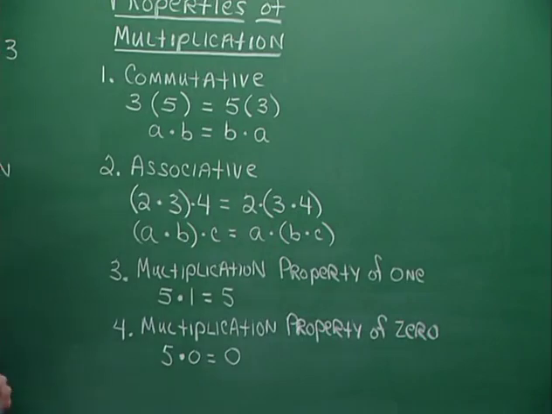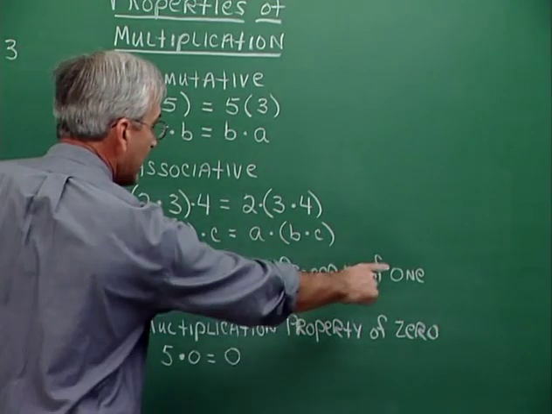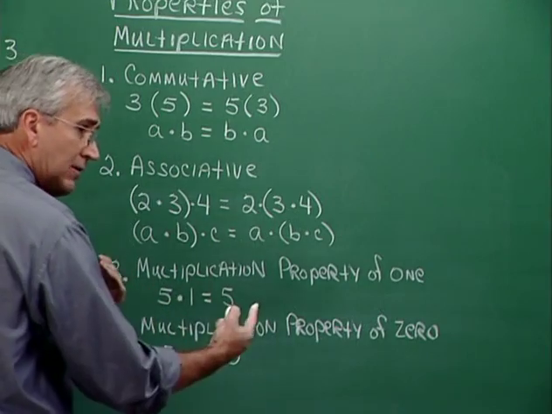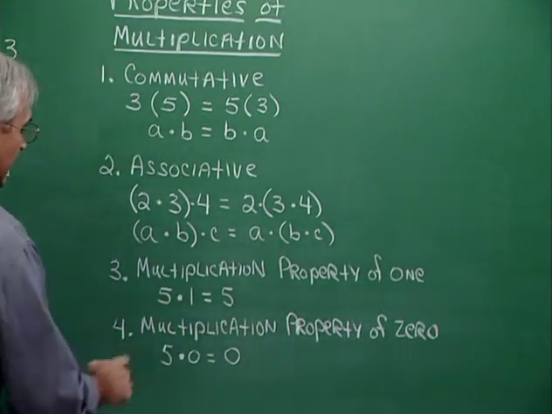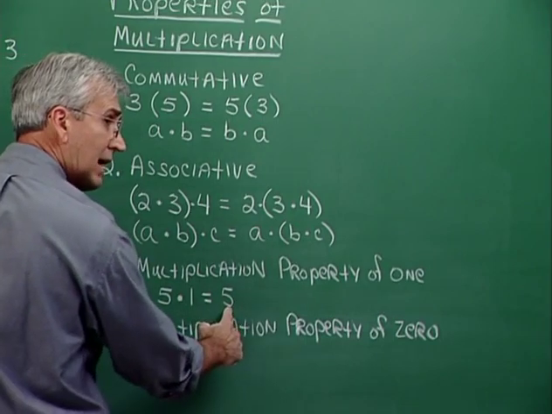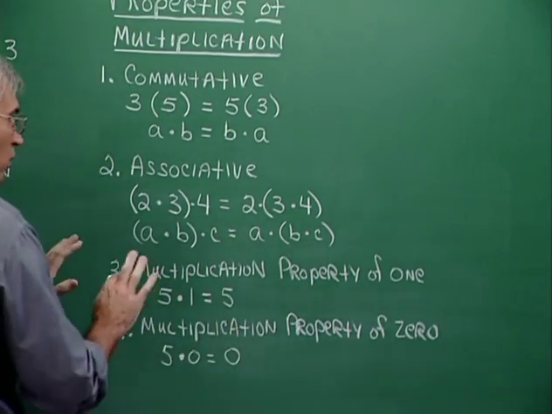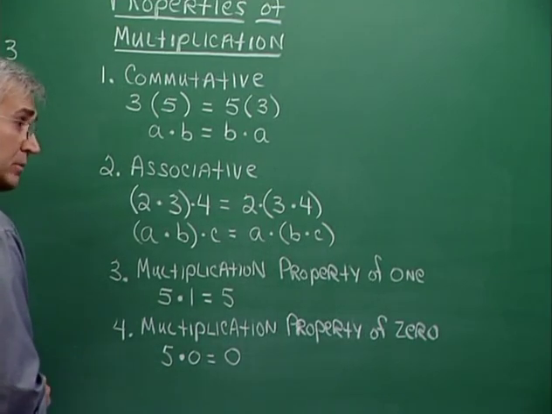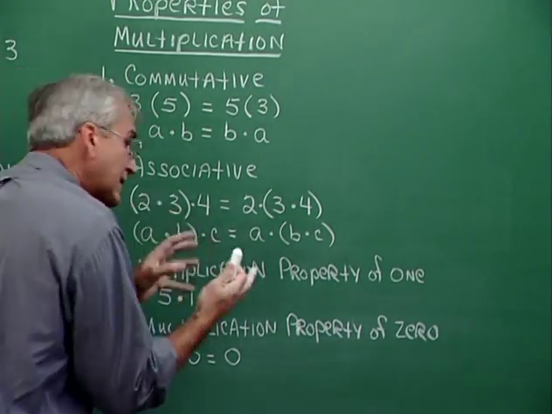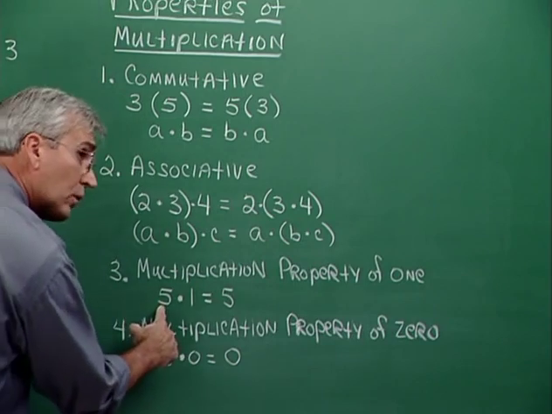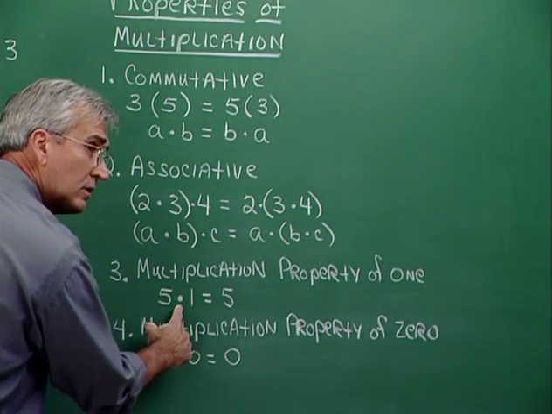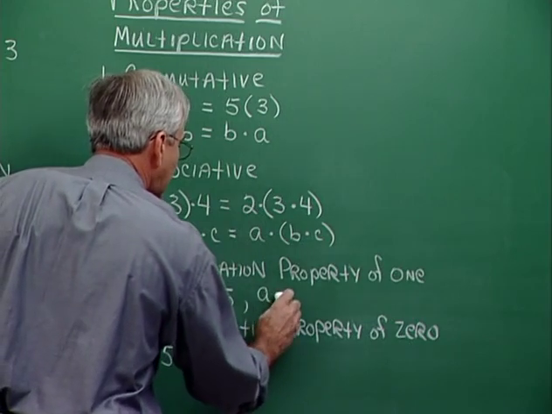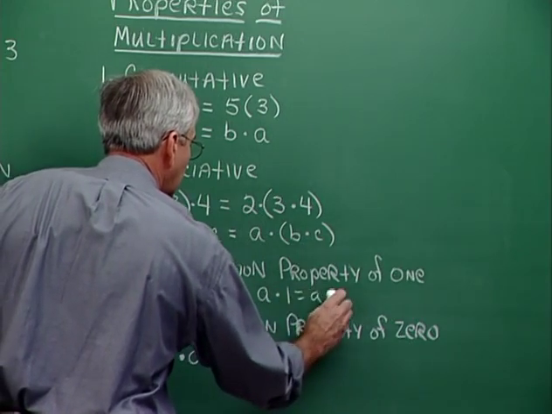A couple of other properties. There's a multiplication property of 1. And we know that when we multiply any whole number times 1, we get the whole number we started with. That is, 5 times 1 is equal to 5. And sometimes 1 is called the identity element for multiplication because we're maintaining the identity of the whole number we start with under this operation of multiplying. And to generalize the situation, it's A times 1 is equal to A.